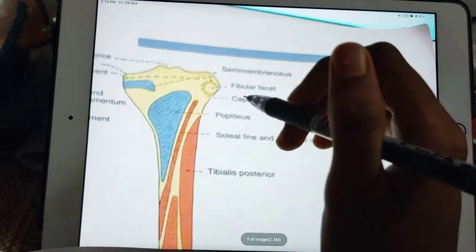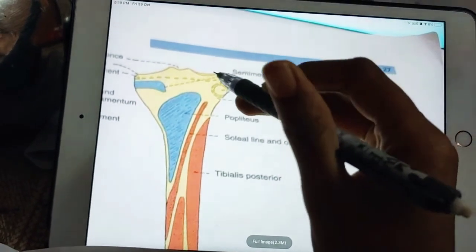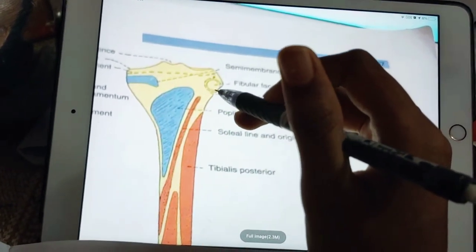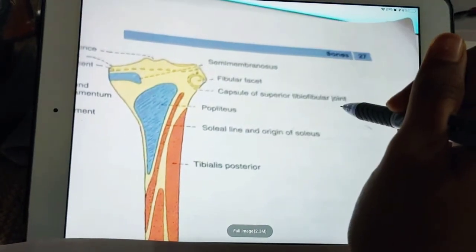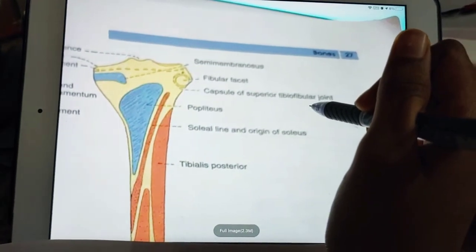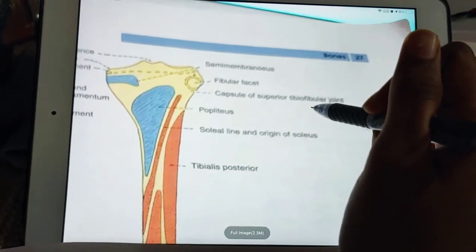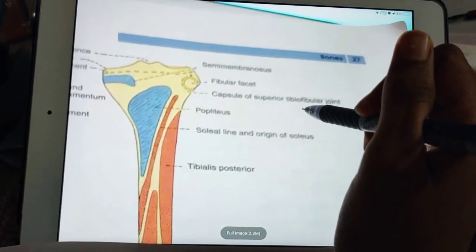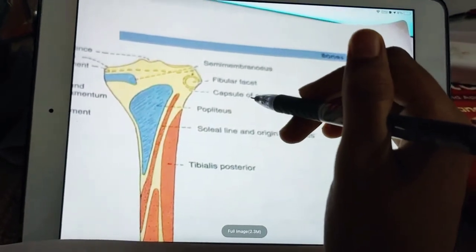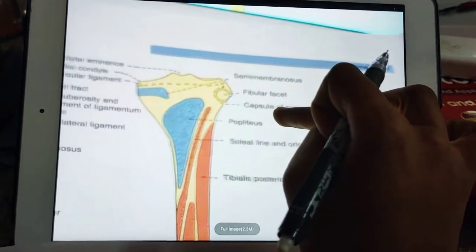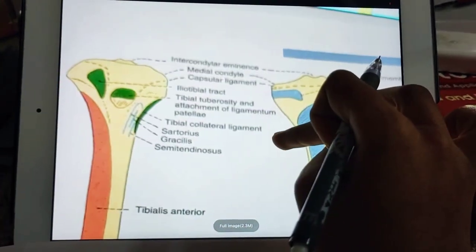Next, coming to the capsular ligament of the knee joint, it is attached to the upper border and gives attachment to deep fibers of the tibial collateral ligament. So here is the capsule of the superior tibiofibular joint. This is the capsular ligament of the knee joint. It is also attached to the upper border and gives attachment to deep fibers of the tibial collateral ligament.